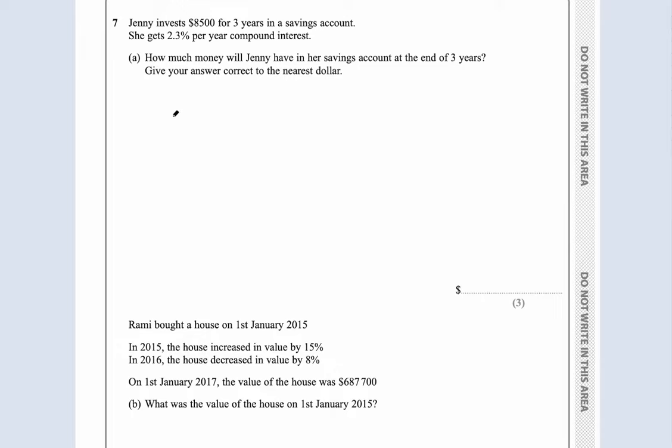Right, there's a formula for this, guys. This is a nice, easy question for 3 marks. It's 8,500 times 1 plus the interest rate. So it's 1.023. That's the multiplier. The interest rate is 2.3%, so I need to do 1.023. If I did 1.23, that would be 23%, so be careful. And then it has to be to the power of 3, because it's 3 years.